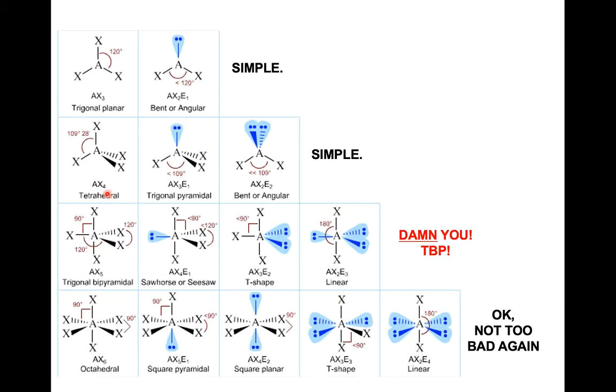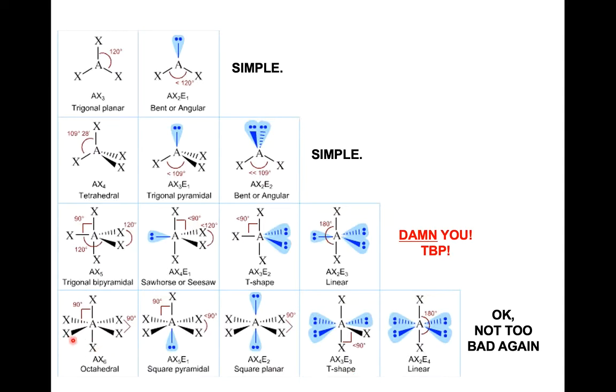Same deal with tetrahedral, what we just saw. AX4 is simple, it's tetrahedral. As one of these becomes a lone pair, now we have trigonal pyramidal, again, just looking at the atoms. And then finally, if we have 2 lone pairs and 2 bond pairs, we get bent, sometimes called angular. And we're going to skip over this one for now. Go to this one here first.